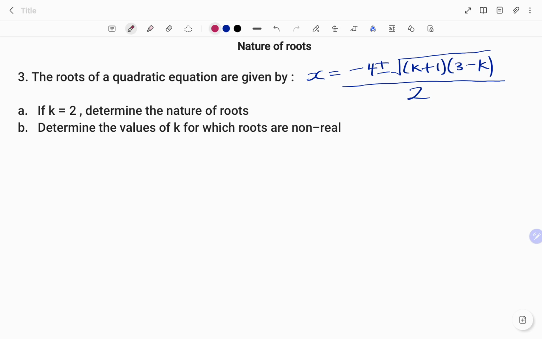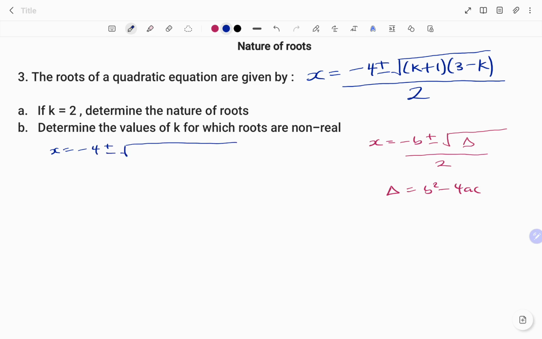From a quadratic equation, to answer the A part of the question, we know that x equals minus b plus or minus the square root of b squared minus 4ac, which is our discriminant. That will determine the nature of our roots, all over 2a, where our delta is b squared minus 4ac. Relating that to the equation given, we have x equals minus 4 plus or minus the square root of, in bracket, k plus 1, 3 minus k, all over 2. So the value under our root is our discriminant.